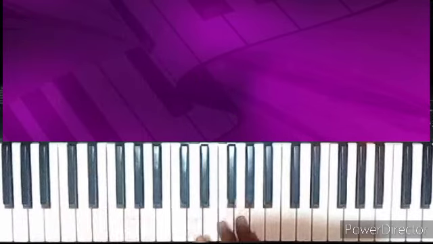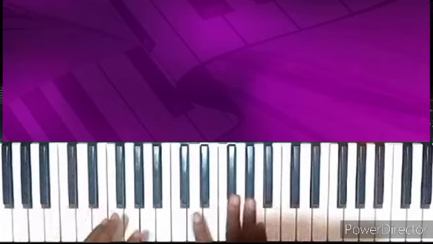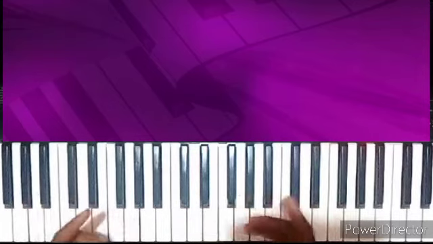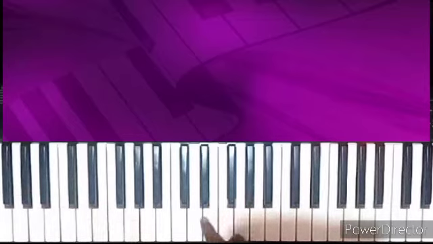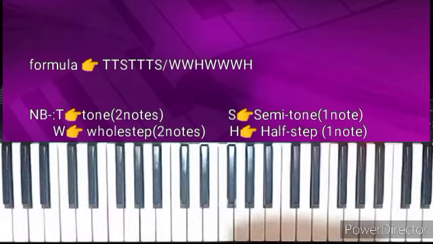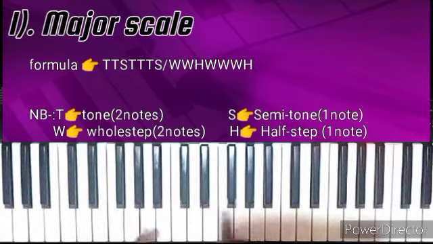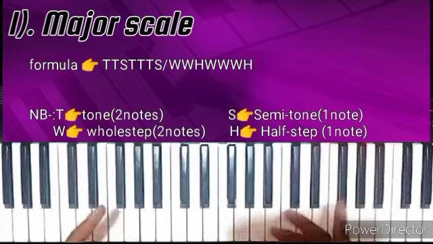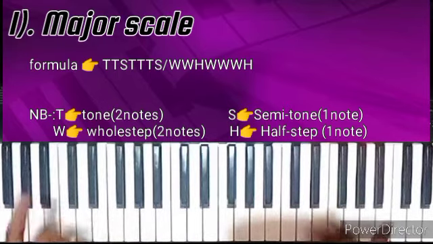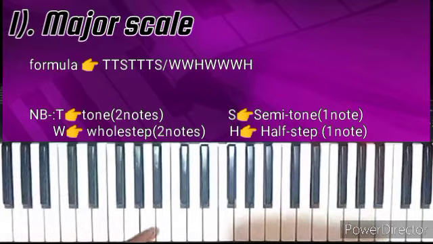One thing to note about your major scale is that there's a formula that governs how we bring these 7 notes together to form the major scale, and the formula is displayed on screen. For major scale, we use the formula tone, tone, semitone, tone, tone, tone, semitone, or you can say whole step, whole step, half step, whole step, whole step, whole step, half step. Okay, a tone means literally 2 notes, and a semitone means 1 note, for instance.